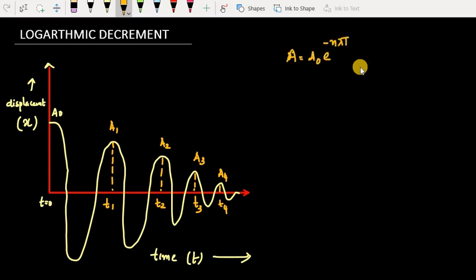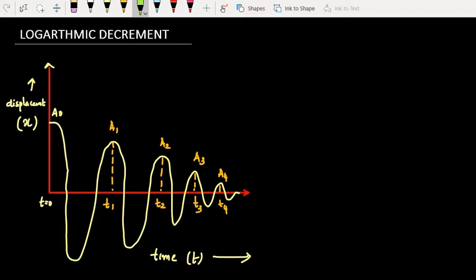Initially at time t equal to 0, the displacement was a0. Then at a particular time t1, the displacement reduced to a1. Then at another time t2, the displacement reduced to a2. Then t3, a3, and like that the displacement is decreasing with respect to time. So we can say that this is an exponential decrease of an amplitude.